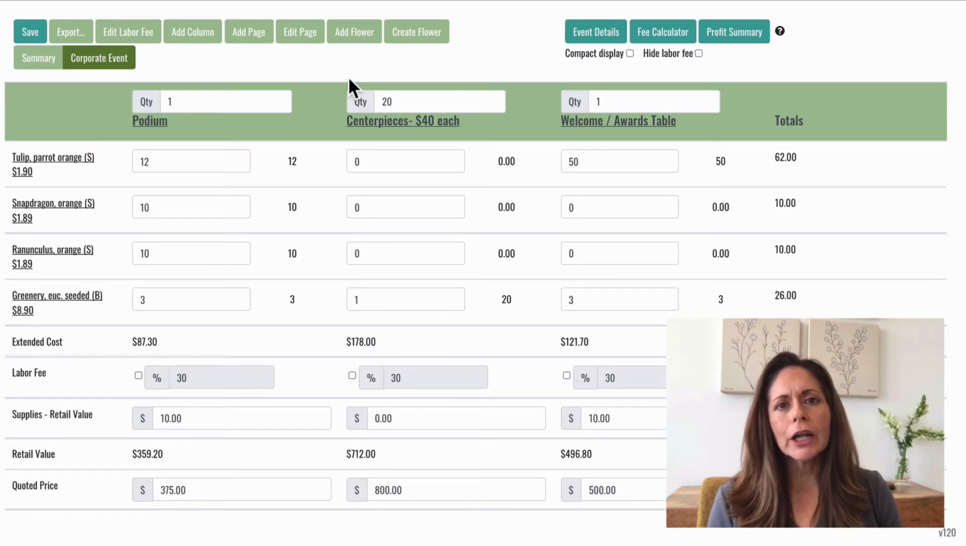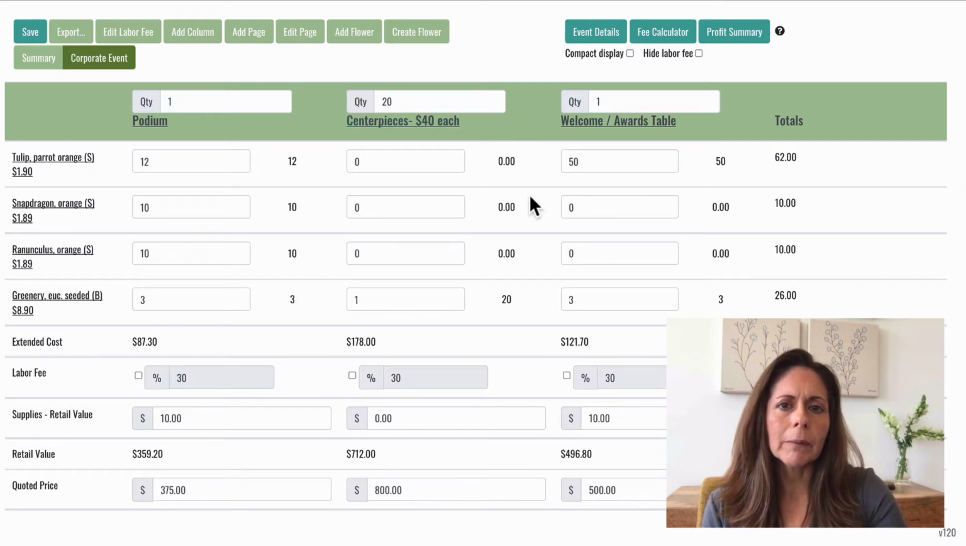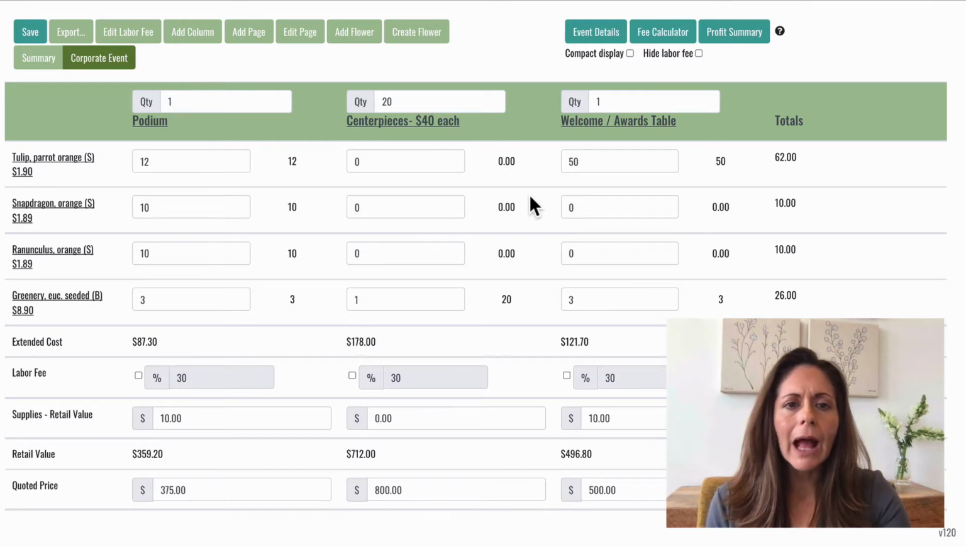And so I've got a University of Texas example here. This is an event that I did for the University of Texas, and I'm just going to use this as our sample. We're thinking about how many flowers we have here that are going to work for us. We're using parrot tulips, and this is the flower that I want to focus on today. We've got a podium arrangement. We're using 12 tulips in that design.